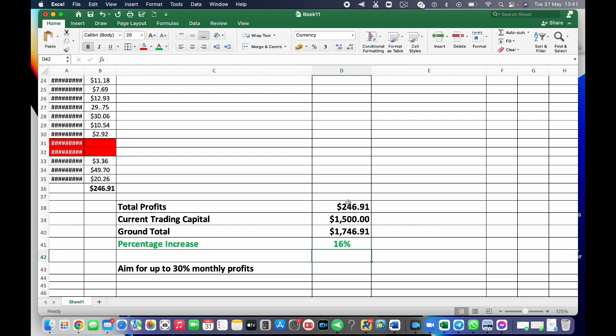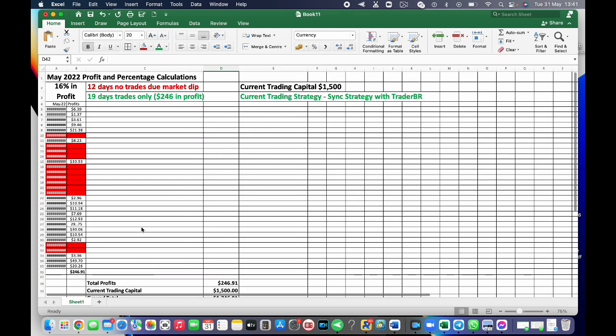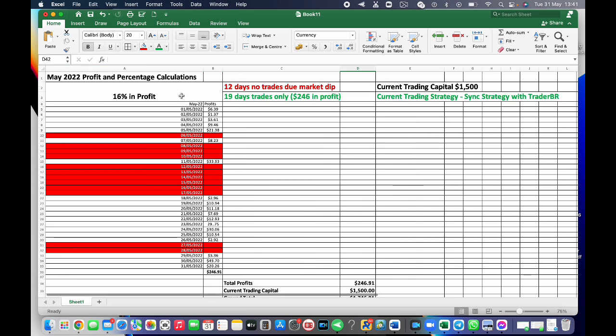If you add them all up, that will give you a grand total of 1,746, and the percentage increase from 1,000 to 1,746 is 16%. So we normally aim for up to 30% monthly profit in RoyalQ. So this is good, to be honest. This is fantastic. I like what RoyalQ is doing and I like the result I am getting. And I believe that many people like the results they are getting in RoyalQ as well.